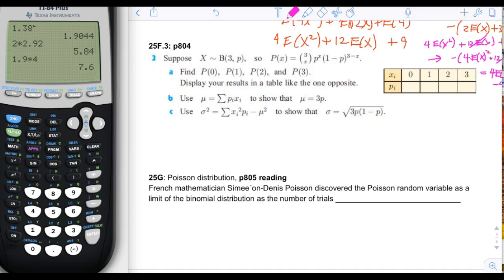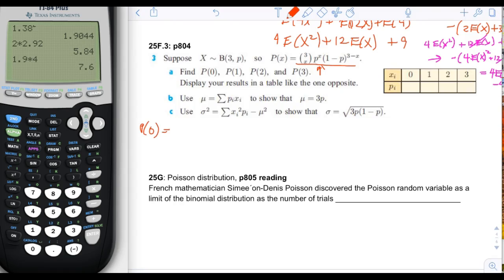Suppose that the random variable x has the binomial distribution with 3 trials and probability p. So the probability distribution looks like that. Find p of 0, p of 1, p of 2, and p of 3, and display your results in a table like the one opposite.